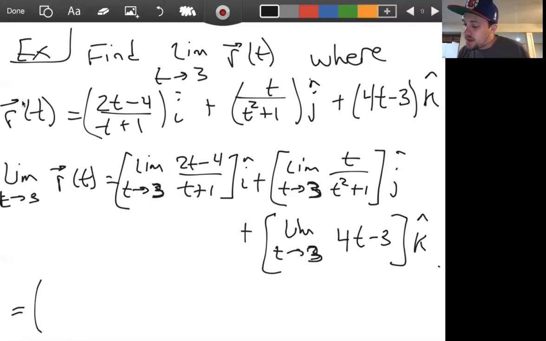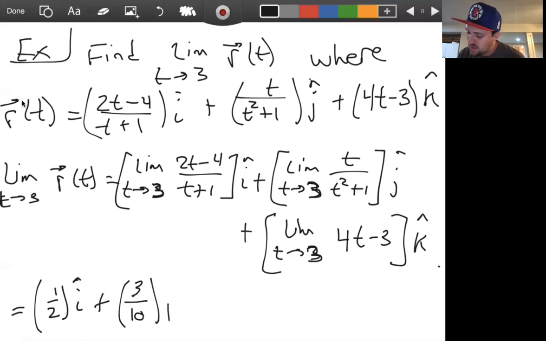If we do that, we'll get 2 times 3 minus 4 in the first component in the numerator, which is 6 minus 4, which is 2. And then we have 2 over 3 plus 1, which is 4. So we should have 1/2 i hat plus, and then let's look at j hat. Plug in 3, you get 3 over 3 squared plus 1, so that's 3/10 j hat, and then plus the limit as t approaches 3 of 4t minus 3. Well, that's 12 minus 3, which is 9 k hat.